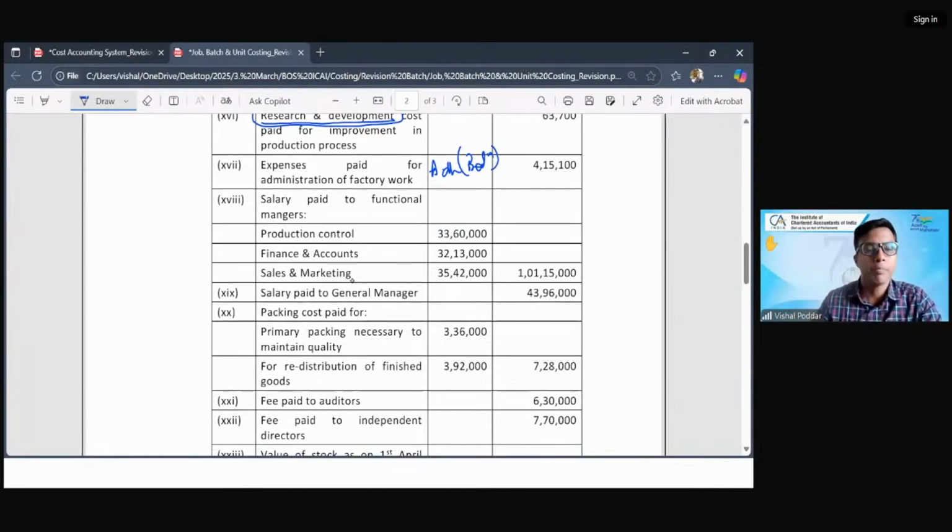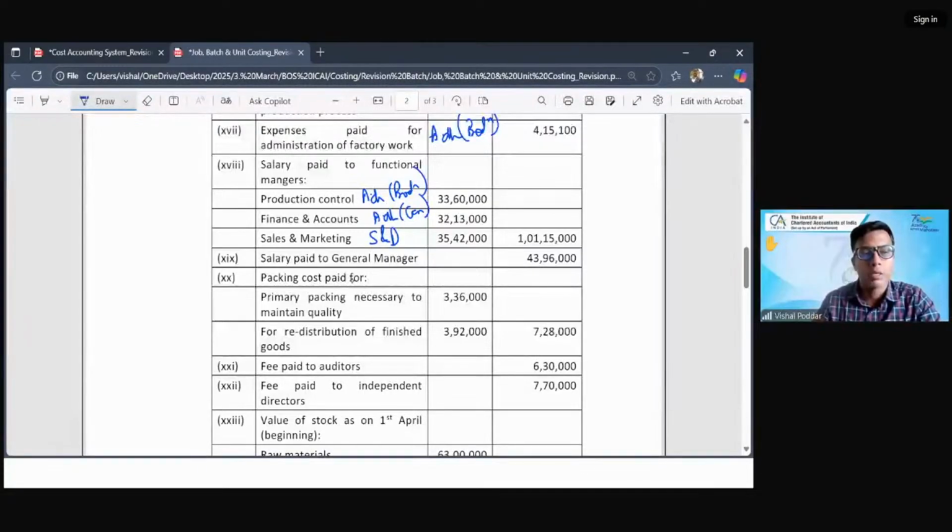Now, salary paid for production control manager. Again, this is administration overheads related to production. Finance, this is administration overheads general, and this is selling and distribution, right? Salary paid to general manager, where it will come? Salary paid to general manager should go to administration overheads general.